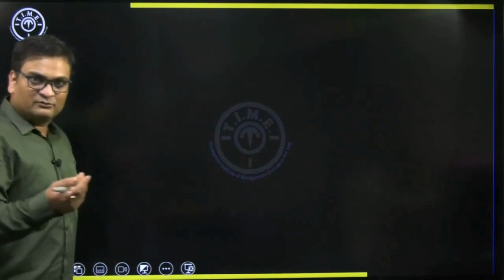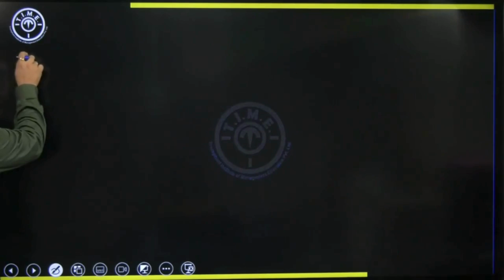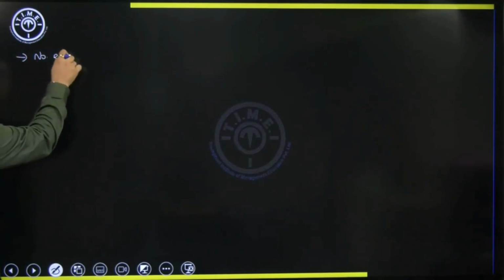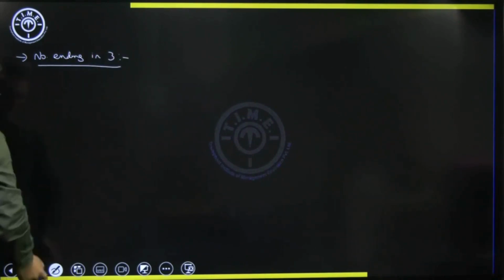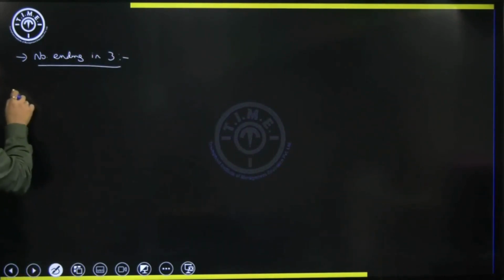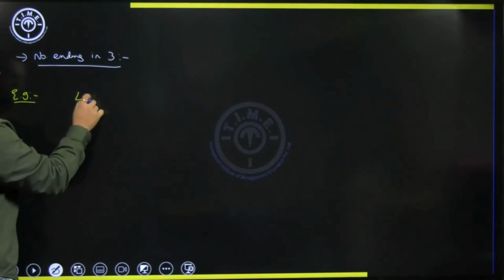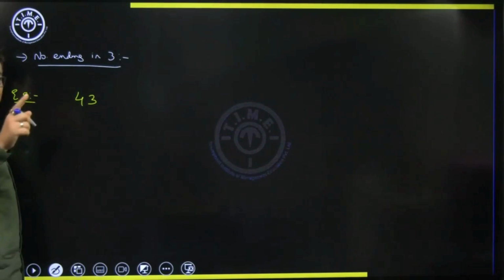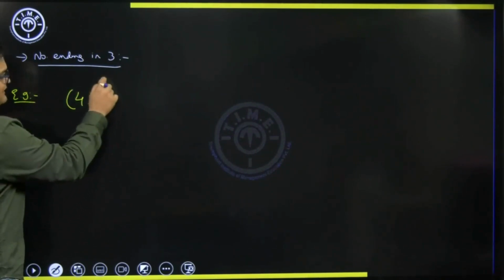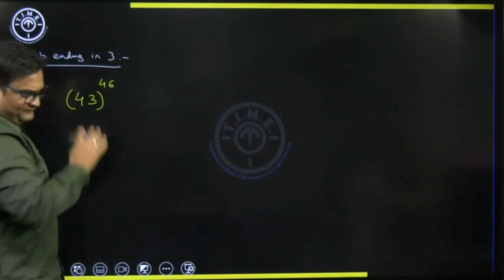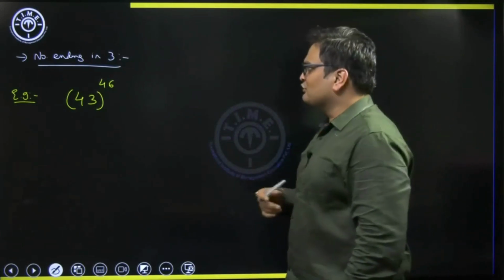So now we'll move on to the next case, which are the numbers ending with 3. So for explaining this also, I'll take up an example. Say I have 43, because I want last two digits, 4 and 3 must be there, raised to the power, say 46. So I want the last two digits of this number. Okay, so how do we do it?